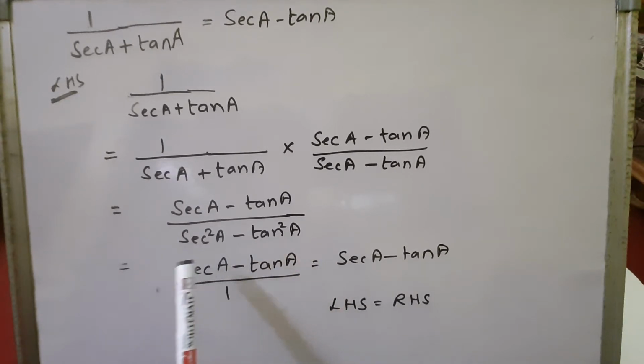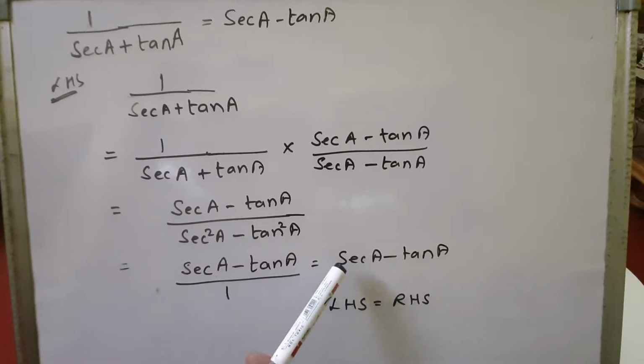And we have studied in the fundamental identity formula that the value of sec square a minus tan square a is 1. So in place of sec square a minus tan square a, I have written 1 here. So sec a minus tan a upon 1 we can write as sec a minus tan a, right? And that is the right hand side. So now we have proved that left hand side and right hand side are equal to each other. Right children? Note down please.